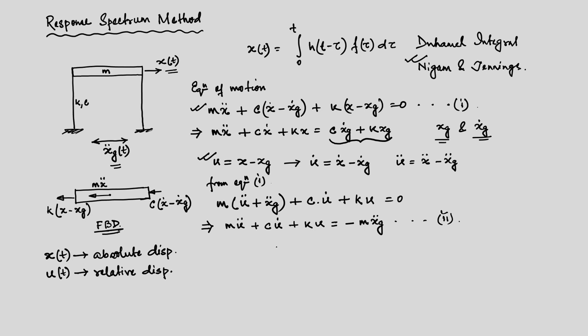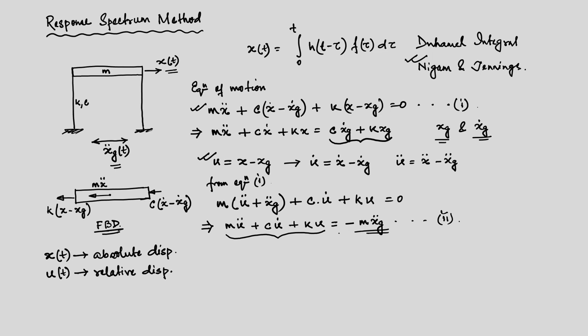Now, if you look at this equation, on the left hand side, we have the familiar form of the equation that we have already derived many a time. And then on the right hand side, this is the forcing function. What is the force acting on the structure? It is mass times the ground acceleration. So, mass times acceleration is the force, and this is the amount of force acting on the structure when we develop the equation of motion in terms of u, that is the relative deformation.